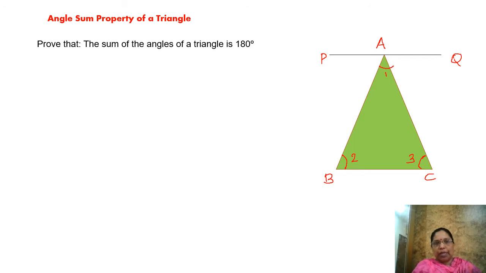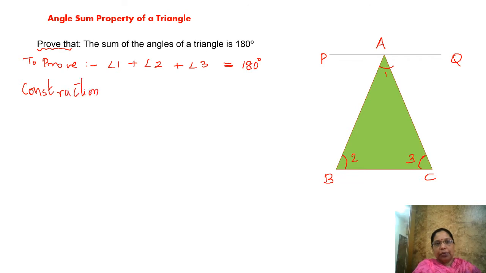And I am drawing a line PQ that is parallel to BC. So the question is, prove that. To prove, what is it that we have to prove? We have to prove that angle 1 plus angle 2 plus angle 3 is equal to 180 degree. And for the proof, what construction have we made? We have drawn a line PQ parallel to BC.